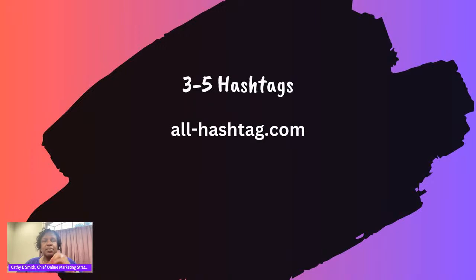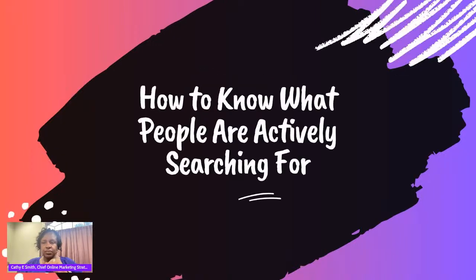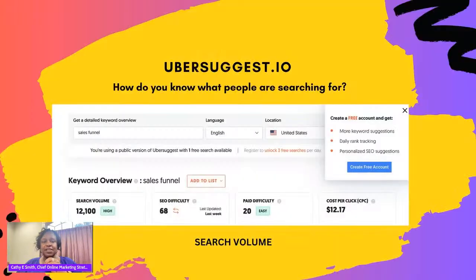Allhashtag.com. Again, use your keyword and enter, look for 3 to 5 hashtags that are related. Now, All Hashtag gives you 30 keywords that you can use. And how to know what people are actively searching for.